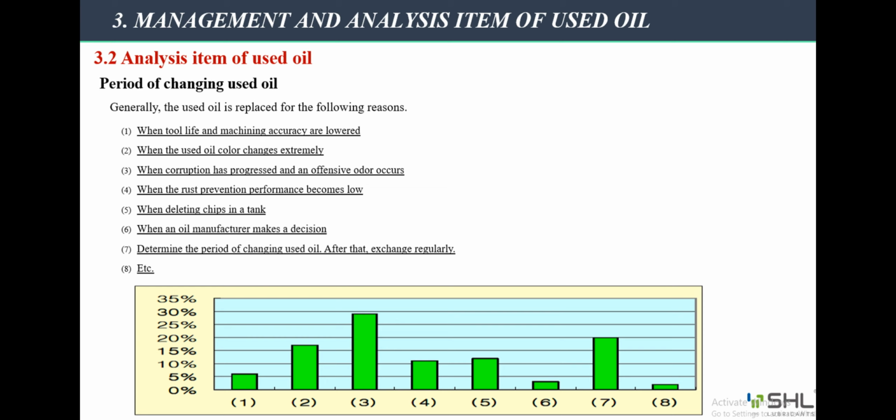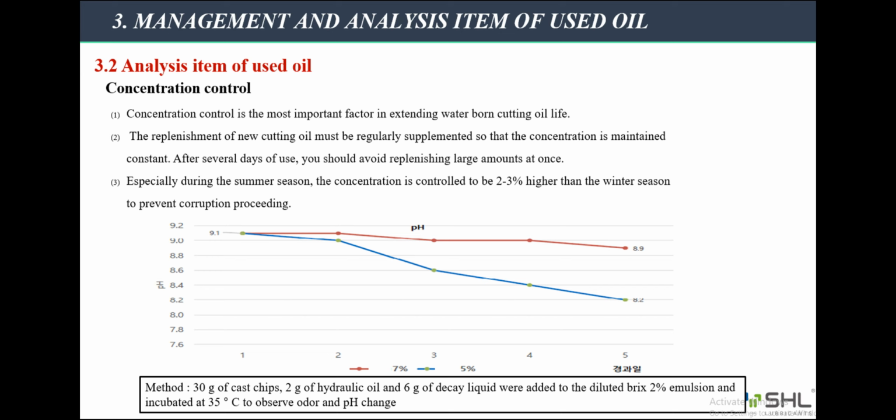When rust prevention performance becomes low, about 11%. When removing chips in a tank, about 12%. When an oil manufacturer makes a decision, about 3%. Determine the period of changing used oil and exchange regularly, about 20%. Other things, about 2%.